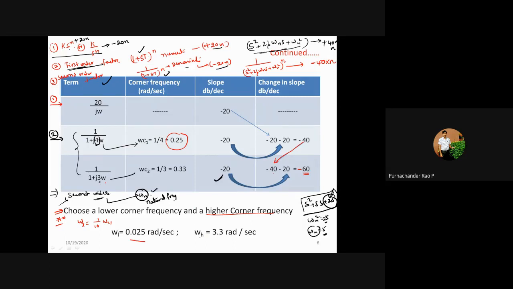Then we have to choose the highest corner frequency. Highest corner frequency is obtained with 10 times. So this is equal to 10 times omega C2. Omega C2 is 0.33. Therefore, we are choosing this as 3.3. Okay. This is filling the table first.